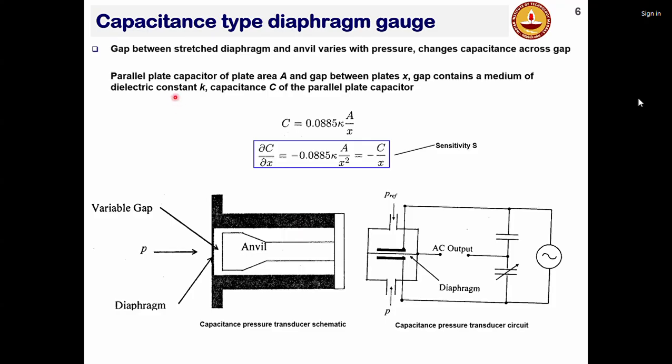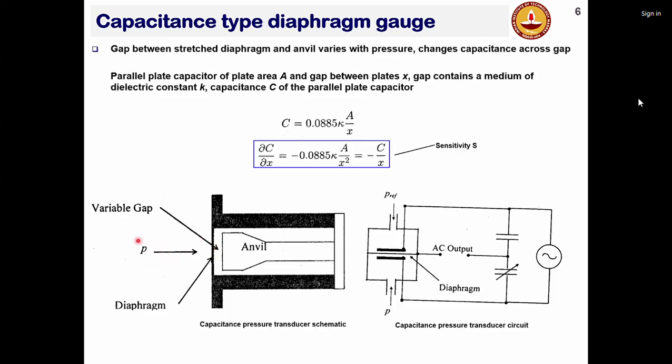So one approach is the capacitance type diaphragm gauge. So here you have this kind of arrangement. This is the diaphragm. This diaphragm on the left side is exposed to the source pressure that you want to measure. Now, this is an anvil, like a metal plate. Between the diaphragm, which is exposed to source pressure, and the anvil, which provides a metal surface, there is a gap.